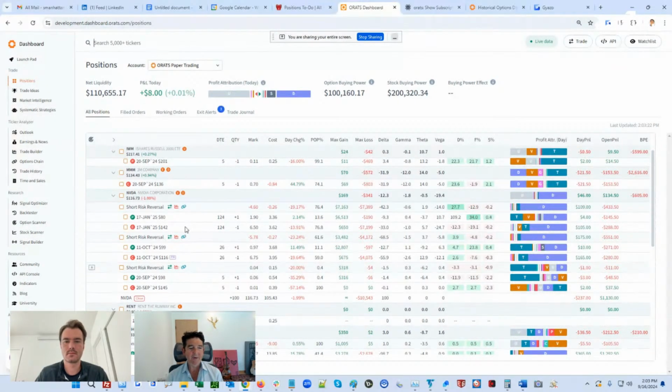So what has happened, NVIDIA now went from 105 to 116. So we've made $1,000, $1,100 on the stock, and we lost a little bit on the risk reversal. Now it's worth 460, not in our favor. So we're down a little bit there, but anyway, we're doing well on that trade.